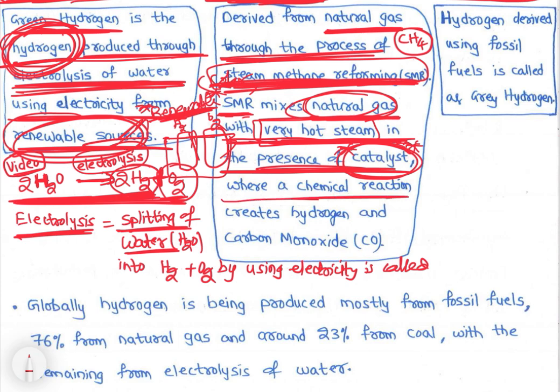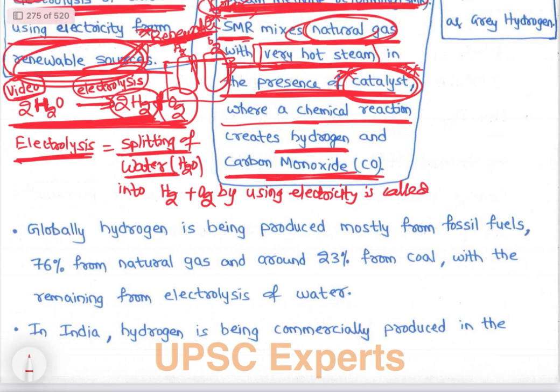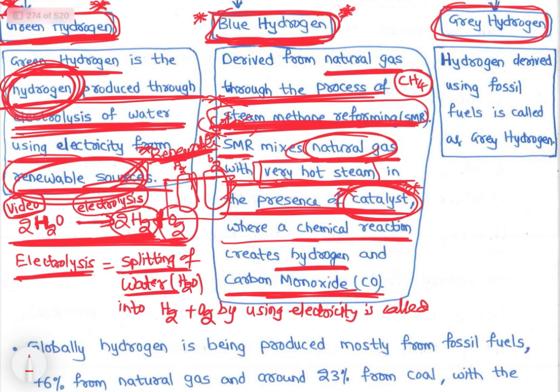The chemical reaction creates hydrogen and carbon monoxide. This hydrogen we can also use, and this is also blue hydrogen. But to avoid carbon monoxide, we add more water, so that would be CO2 plus 4H2. So that is blue hydrogen. Steam and methane mixing is called steam methane reforming, and it will create blue hydrogen. Next is gray hydrogen.